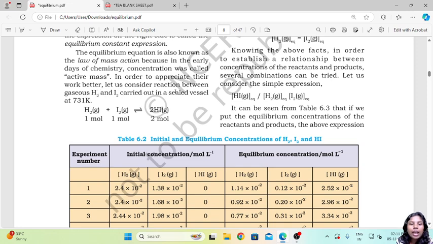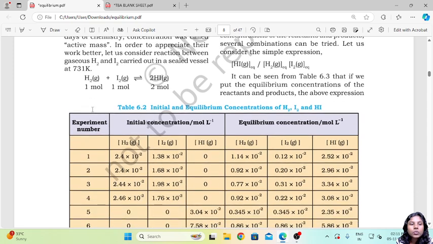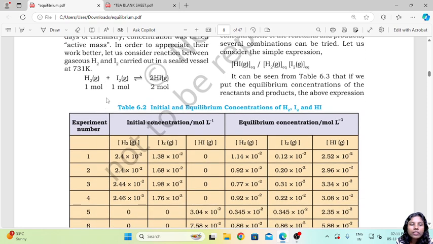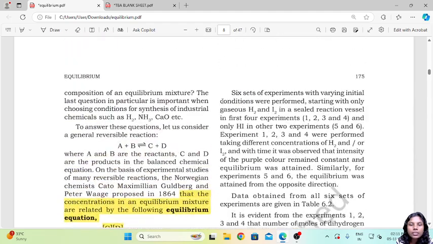In order to appreciate their work better, let us consider the reaction between gaseous H2 and I2 carried out in a sealed vessel at 731 Kelvin. To understand this, we are taking an example wherein we carry out a reaction of hydrogen and iodine in a sealed vessel at a temperature of 731 Kelvin. Here we have taken 1 mole of hydrogen gas, 1 mole of iodine gas, and the product is 2 moles of hydrogen iodide, which is also a gas.